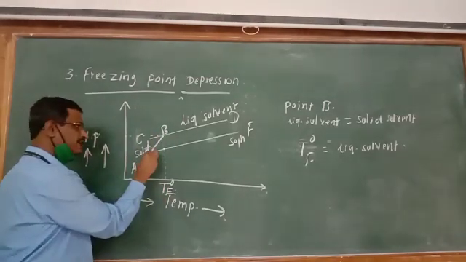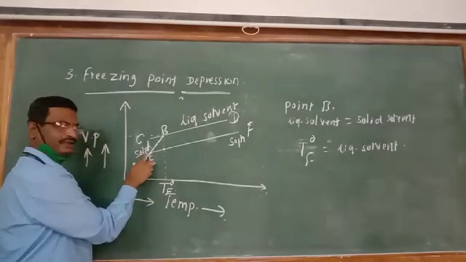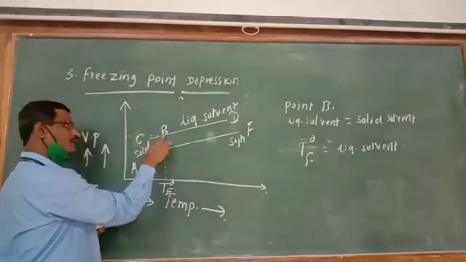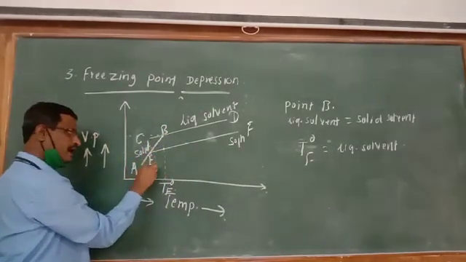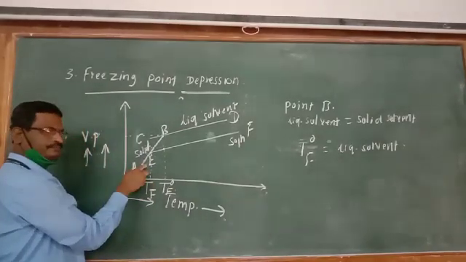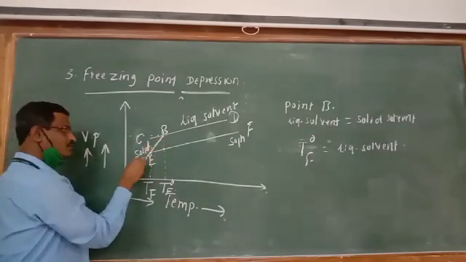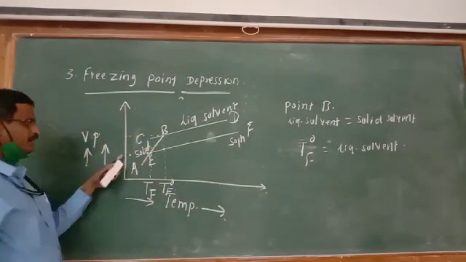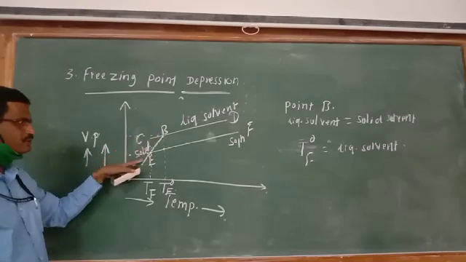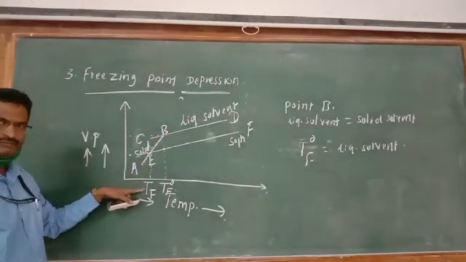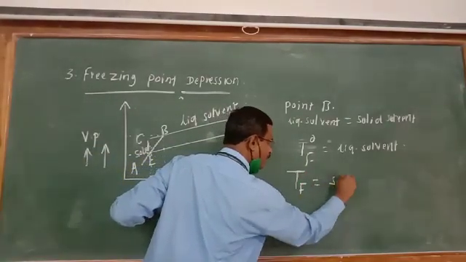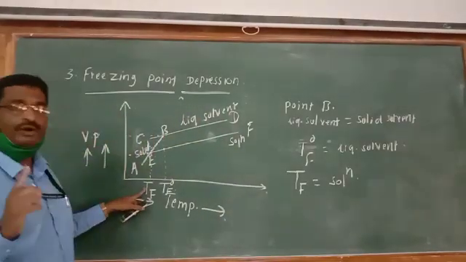But the next point is E. At point E, the liquid solution intersects the solid solvent. Let us consider this temperature as TF. At this temperature, there is equilibrium between the solid solvent and the liquid solution. Here the vapor pressures are equal: the vapor pressure of solid solvent equals the vapor pressure of the solution. So TF is known as the freezing point of the solution.